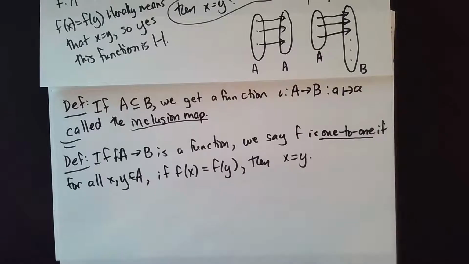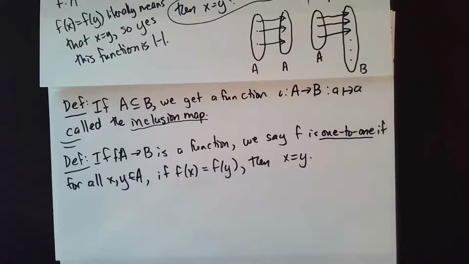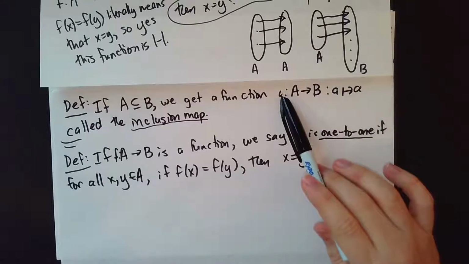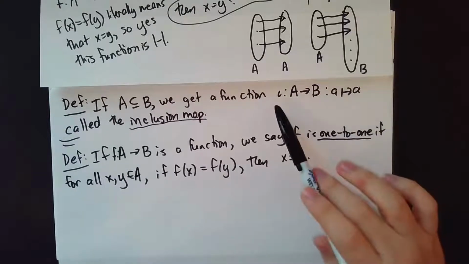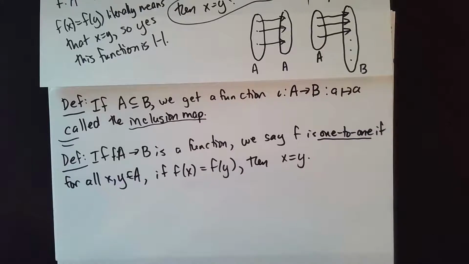And so, again, just like for the identity function that we looked at a moment ago, the inclusion function literally takes x to x and y to y. So if iota of x equals iota of y, that just literally means x equals y.